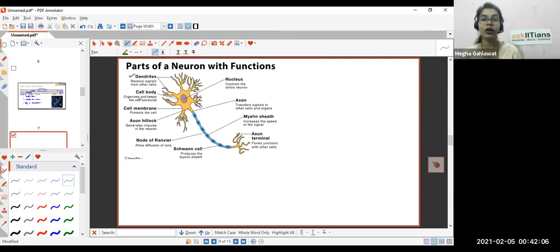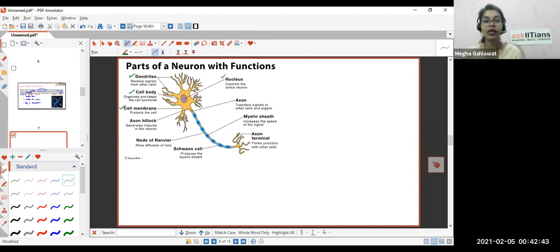Then we have the cell body. The cell body basically has a lot of cell organelles, mitochondria, the cytoplasm, nucleus, endoplasmic reticulum. It basically is a regular cell-type space. Okay, and then we have the nucleus, which is the brain of the cell, and it helps in controlling everything. Then we have the cell membrane. Cell membrane is present in all the animal cells, and it is responsible for protecting the entire cell. It also helps in maintaining the structural integrity or the shape of the cell.